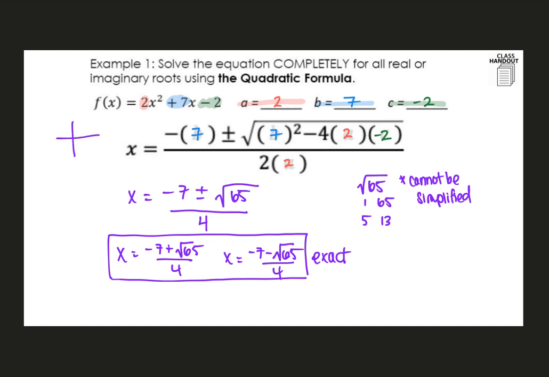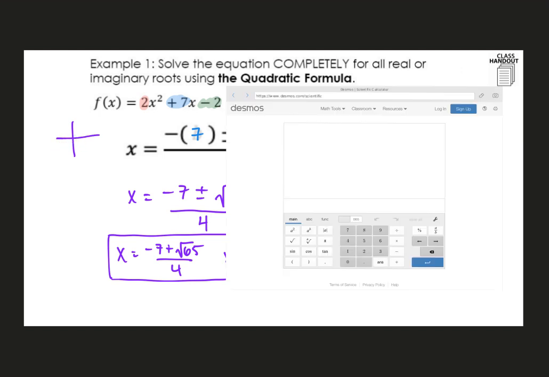So I'm going to put these in our calculator. My first approximate answer is approximately 0.27. And for my second solution, it's basically going to be the same thing, except it's going to be negative 7 minus the square root of 65 over 4, and I get negative 3.77.